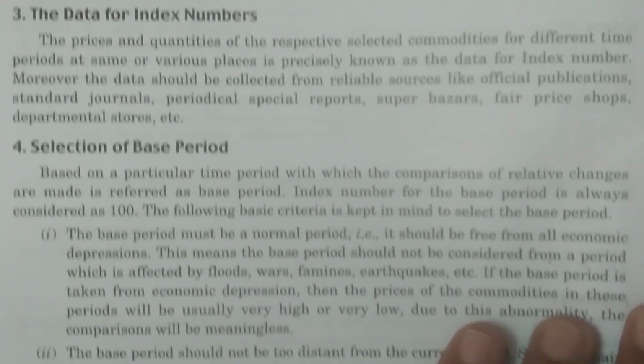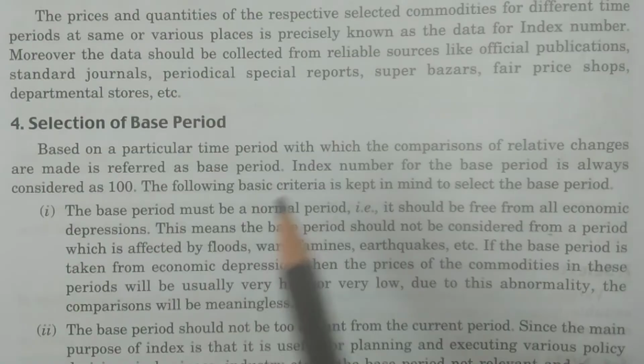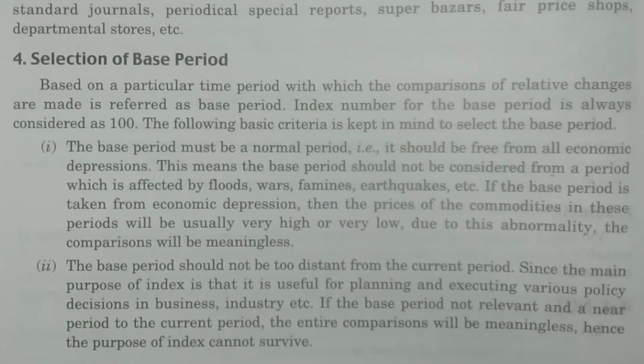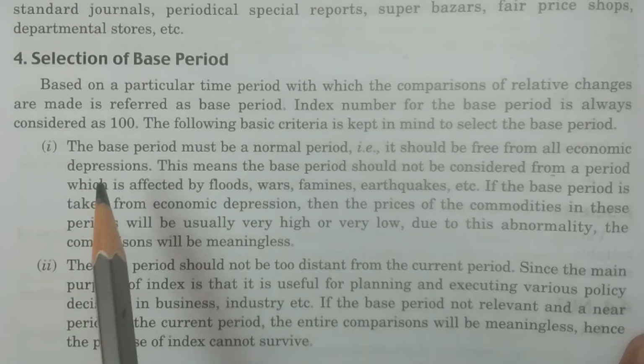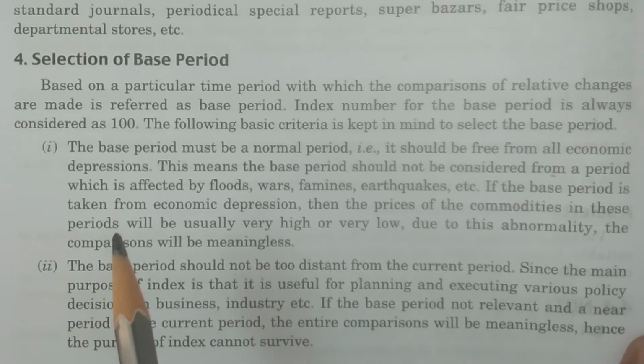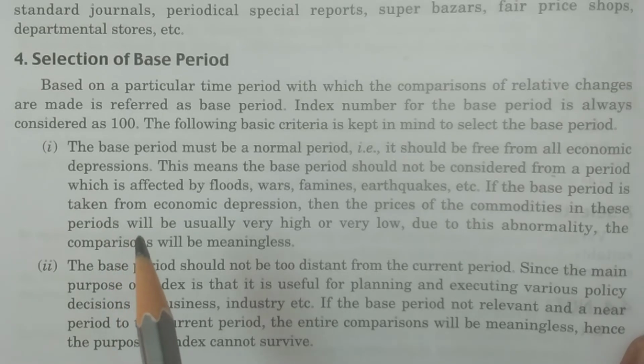And the fourth point is selection of base period. This is also one of the very, very important points. Already I have explained that there are two particular time periods used in the construction of an index number. One, the time period for which the index number is intended to be calculated. Second, what is the base period of that particular calculation of the index number? Based on which time period?